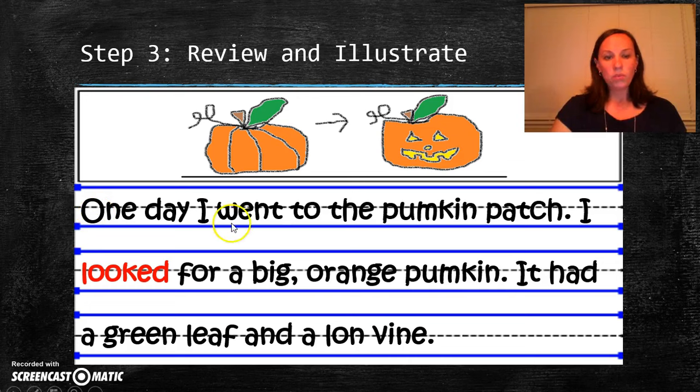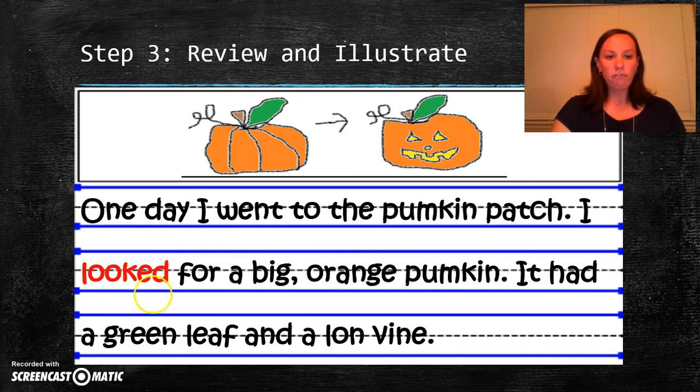When I was reviewing my work, I went through and looked at my high frequency words. For example, the word went, the word to, the. These are high frequency words and they need to be spelled correctly. I also looked at some words that I can blend together. For example, the word big, big, big. And make sure I'm including all of those sounds.